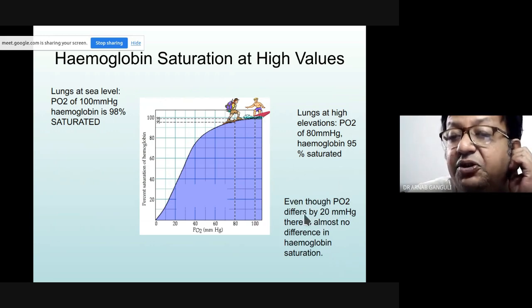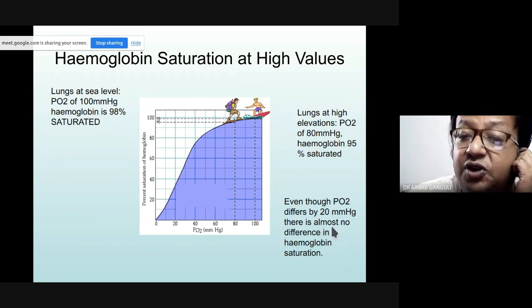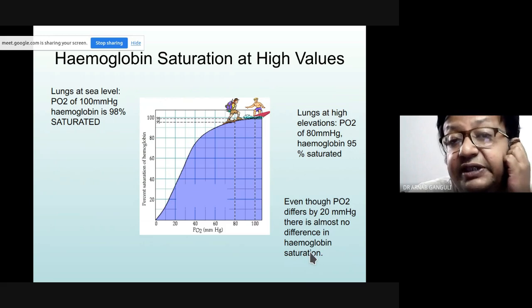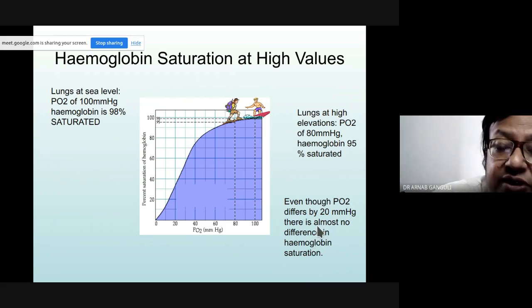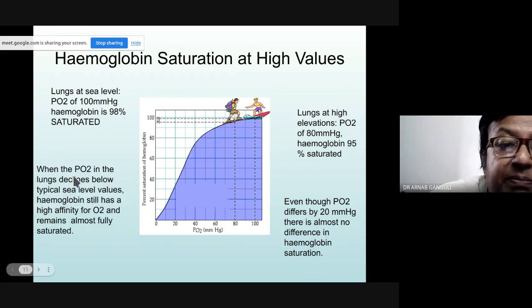Even though PO2 differs by 20 mmHg, there is almost no difference in hemoglobin saturation. It's not much of a difference. When PO2 in the lungs declines below typical values, hemoglobin still has a high affinity for O2 and remains almost fully saturated.